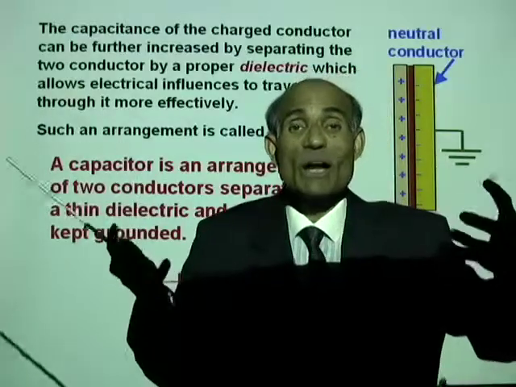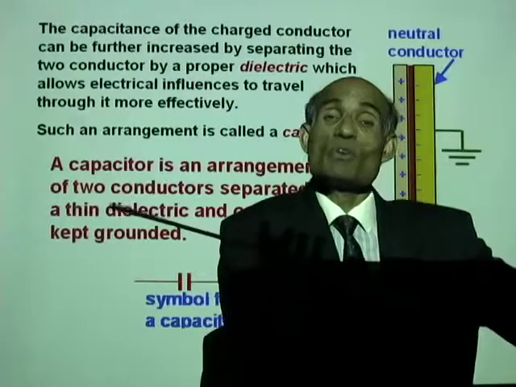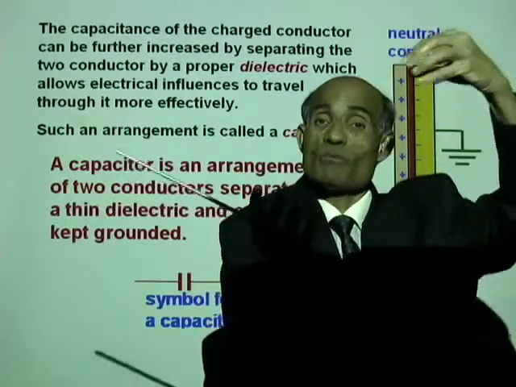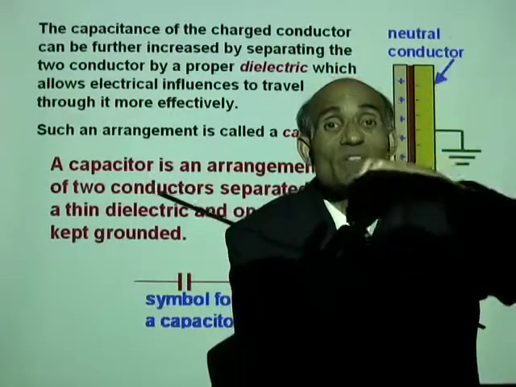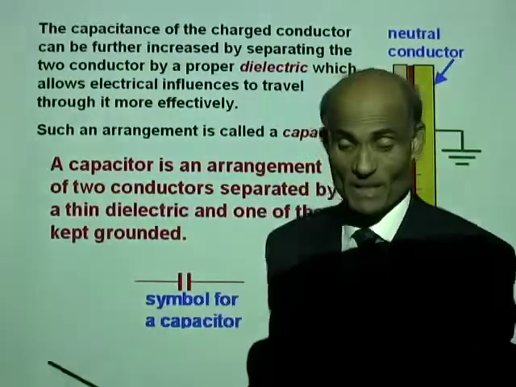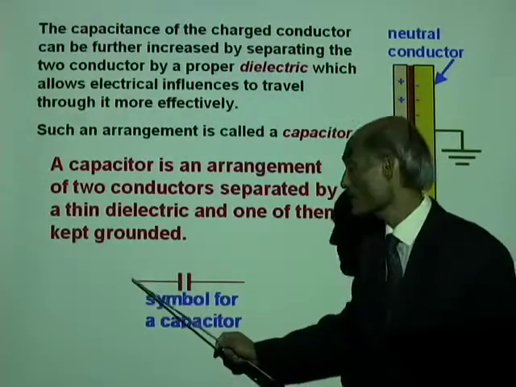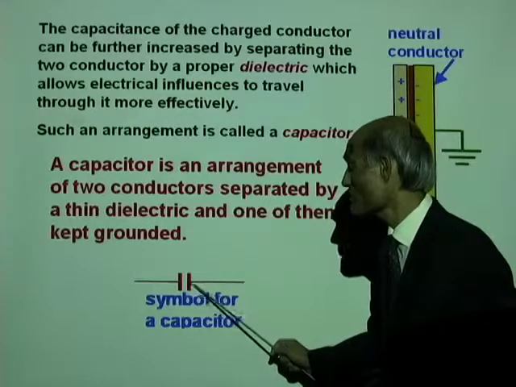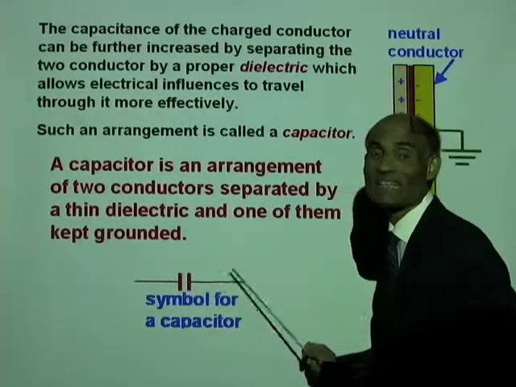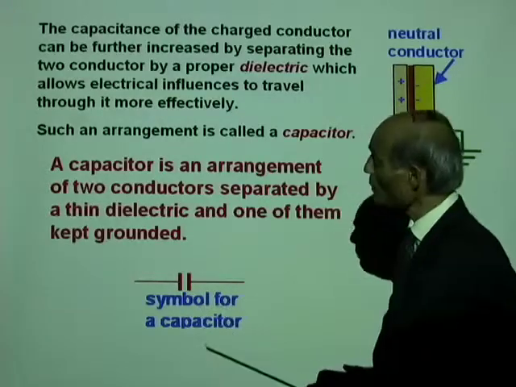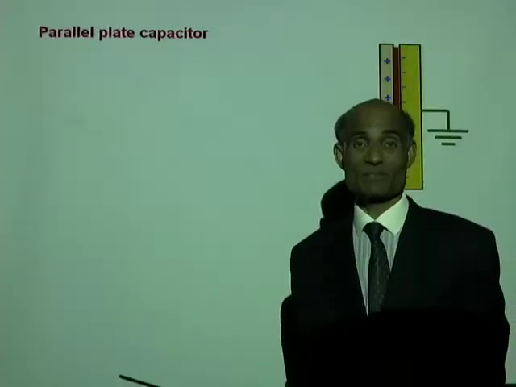And that's the reason why we try to increase its capacitance. In other words, we want to charge more. We want to store more charges in the conductor or in the capacitor. And look at the symbol we used for a capacitor. A capacitor is represented by this symbol, two parallel lines with the connecting leads. So this kind of an arrangement is called a capacitor.